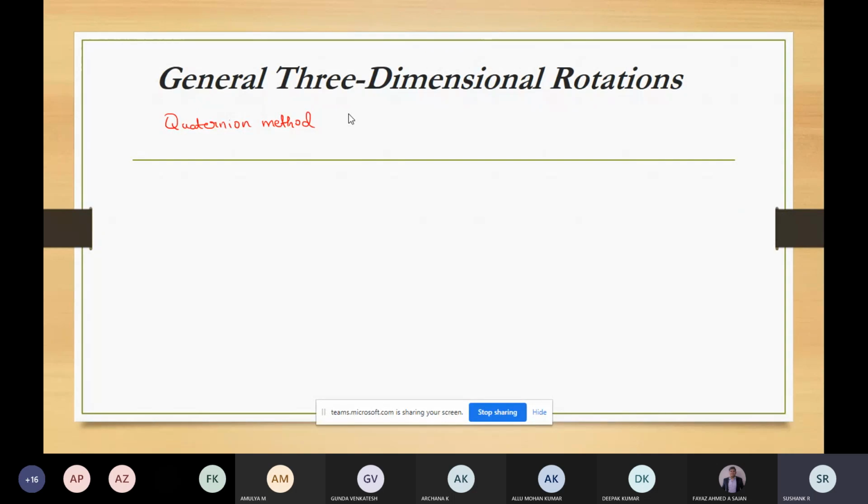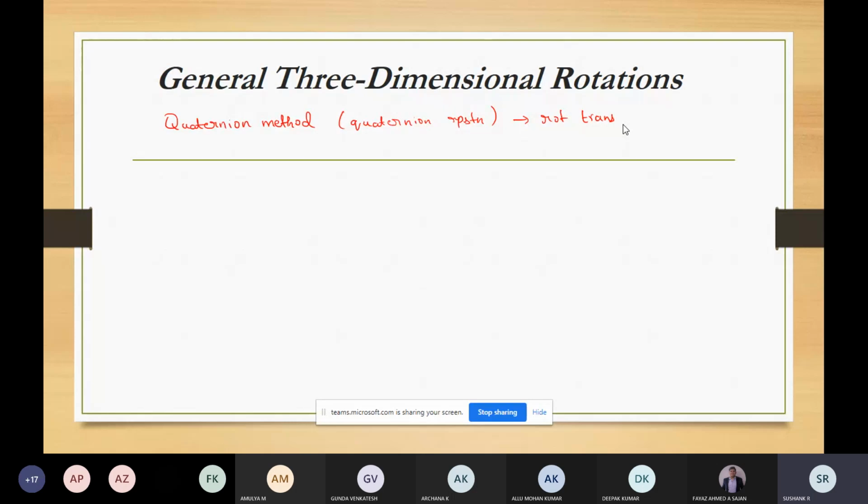So what is this quaternion method? It is an efficient method for generating a rotation about an arbitrarily selected axis. Whenever you want to perform a transformation about an arbitrarily selected axis, you can use this quaternion method. We call this kind of representation the quaternion representation, and you can use it for the rotation transformation.